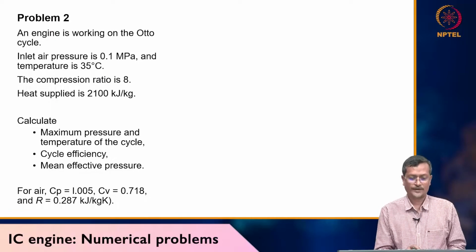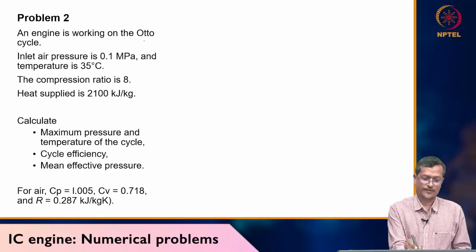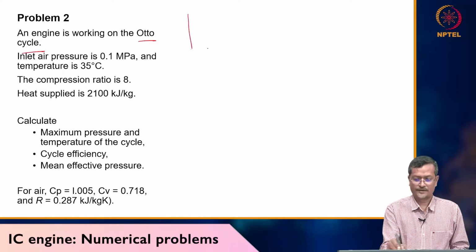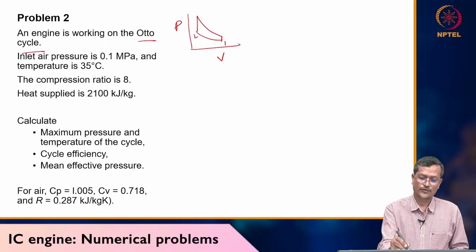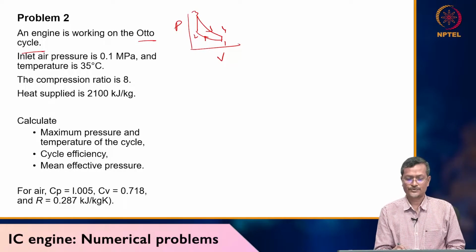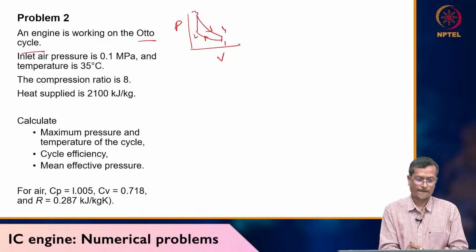Now we'll go to another problem, a similar Otto cycle problem. Here again, you draw the PV diagram with points 1 2 3 4. There are many IC engine books, so students can follow any IC engine book. I'm using the Rajput book, and there are lots of example problems in that book that students can solve.